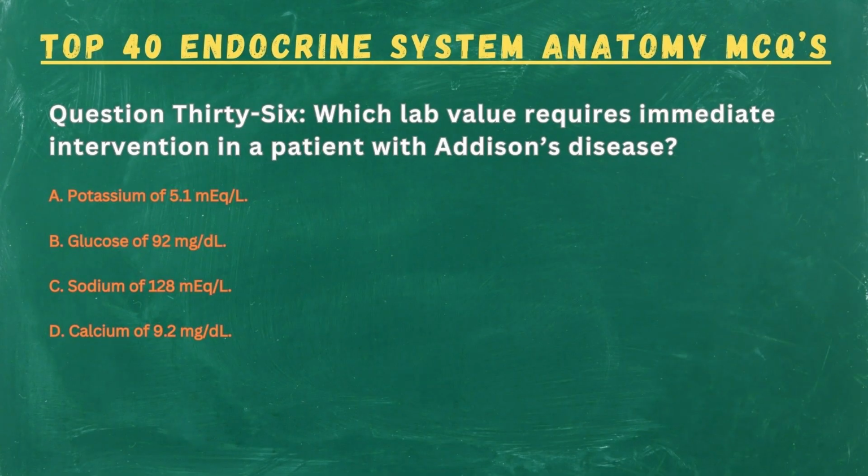Question 36. Which lab value requires immediate intervention in a patient with Addison's disease? A. Potassium of 5.1 milliequivalent/L. B. Glucose of 92 milligrams per deciliter. C. Sodium of 128 milliequivalent/L. D. Calcium of 9.2 milligrams per deciliter. Answer: C. Sodium of 128 milliequivalent/L.